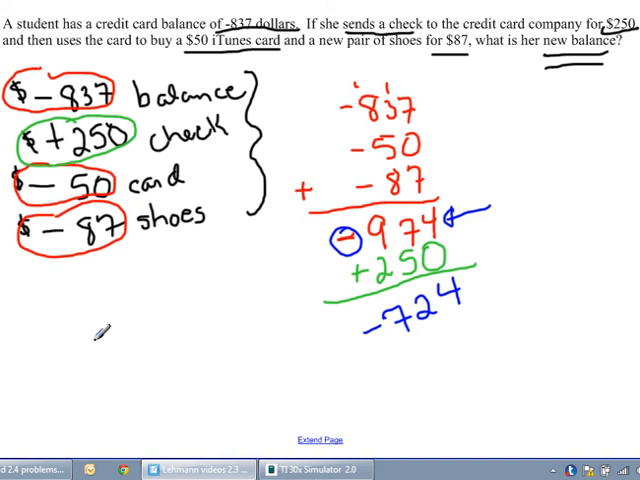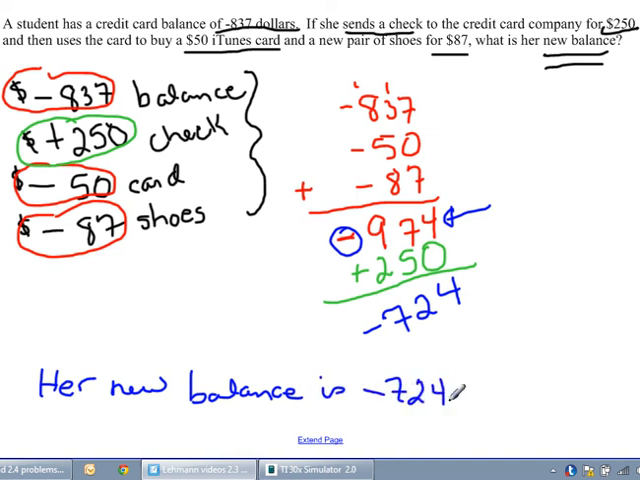So we want to be sure that we write our final answer as a statement. We don't want to just leave it sitting there on our page. We want to put it in a sentence. Her new balance is negative $724. Really important part to finish up every story problem with a sentence that gives your final answer.